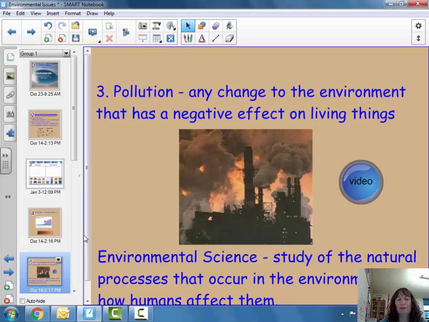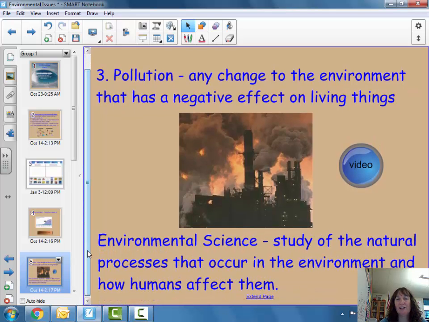And then the third one is pollution. And pollution is any change to the environment that has a negative effect on living things. So obviously this is a lot of pollution right there. Putting gases into the atmosphere, putting garbage into our waterways, that would all be considered pollution. Environmental science is the study of the natural processes that occur in the environment and how humans affect them. So environmental science is basically studying how humans affect our planet.